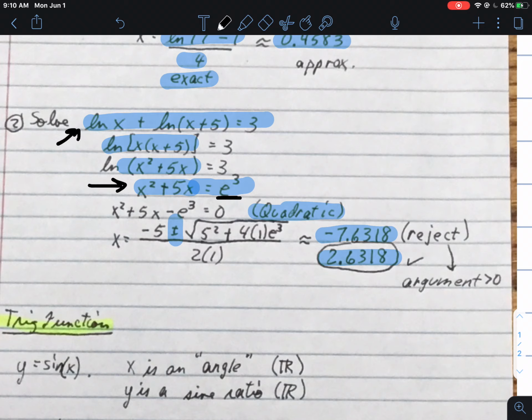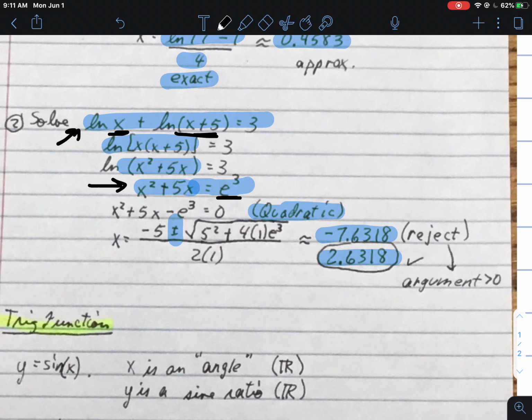So once you solve your equation, if the original equation was a log equation, you need to check your solutions to make sure that they are valid with respect to the original equation. And for log equations, it's really just a matter of checking to make sure the arguments remain positive. So obviously in this case, I cannot use negative 7.6318 as a solution, because that would give me a negative argument there. It would also give me a negative argument here as well. So otherwise, it would be a valid solution.